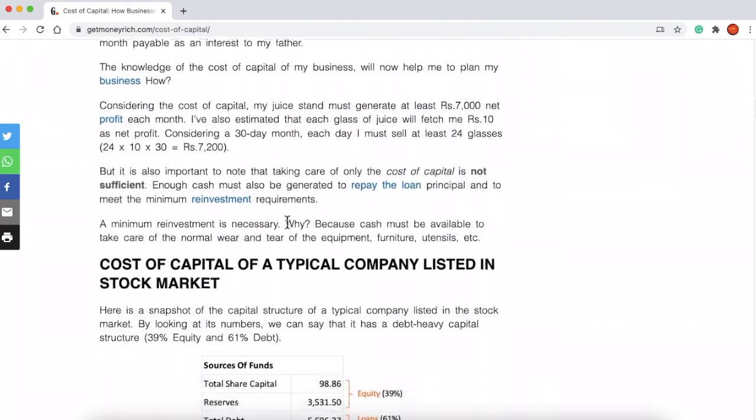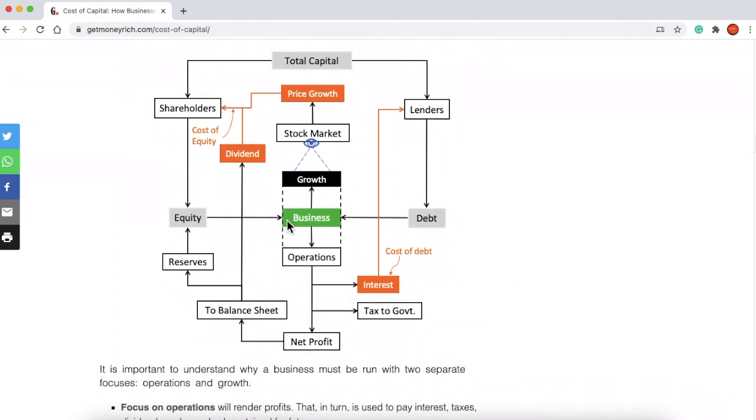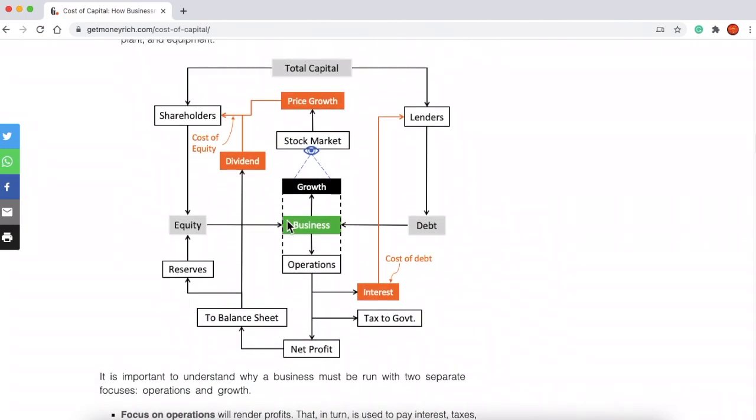But just to explain you the concept of cost of capital, I will use a flow chart. And in this flow chart, you can see at the core, what you will see is the business. And this business has been expressed as two entities. One business focusing on operations and business focusing on growth. So we will discuss about that later.